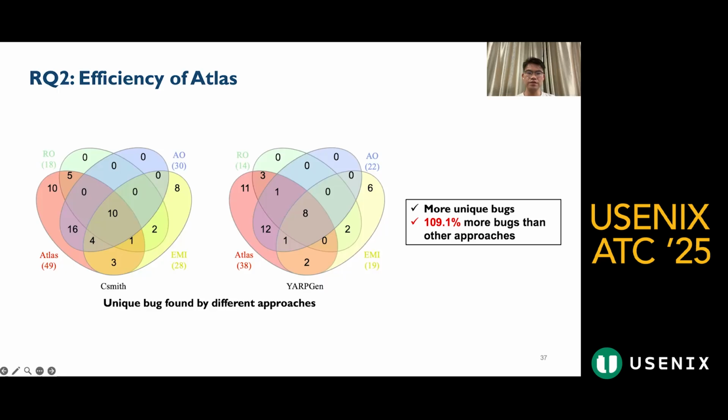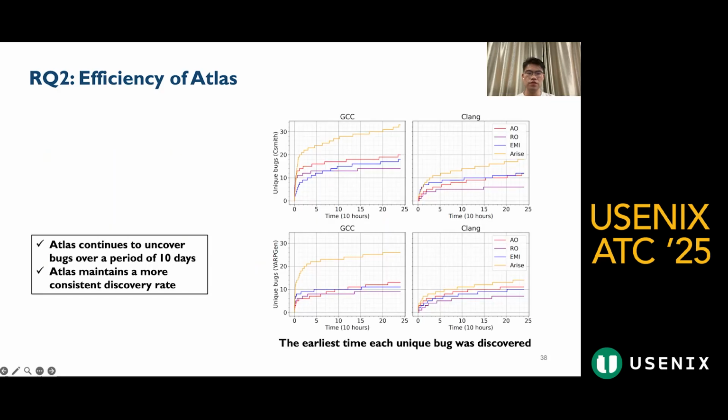The Venn diagram shows the unique bugs found by each method. As you can see, Atlas discovered the largest number of unique bugs among all approaches. Overall, the total number of bugs found by Atlas was 109.1% higher than those found by the other methods. We also looked at how quickly each method found bugs. The figure shows that Atlas consistently discovers new bugs at a steady rate over 10 days, without really slowing down.